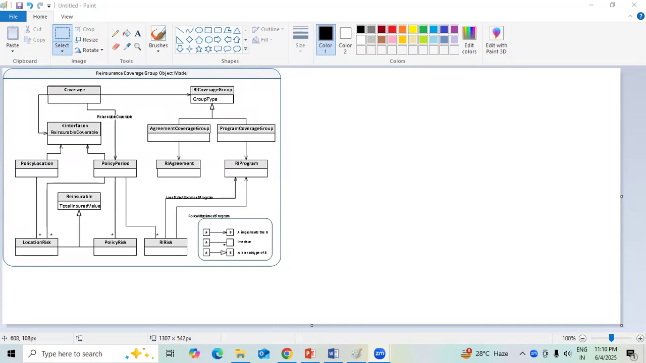As far as Guidewire Policy Center configuration is concerned, from a business analyst point of view, today we are going to discuss the reinsurance coverage group object model. Before getting into this, let me give you a high-level understanding of what reinsurance group coverages are all about. These are mainly used to manage and configure reinsurance programs, including the kind of risk or coverage which is to be reinsured.